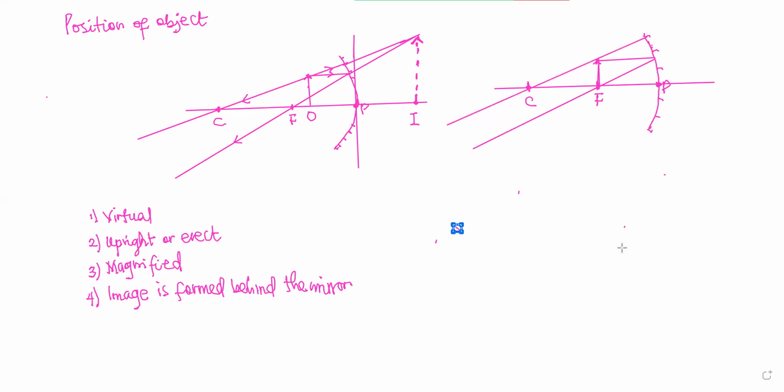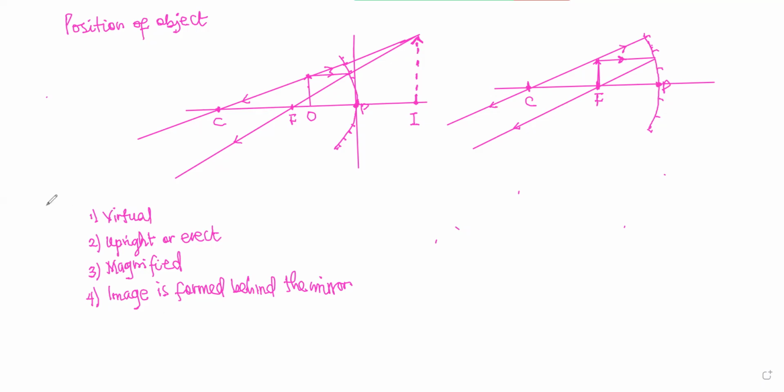Here, the only rule which can't be used is a ray passing through F. This is because the object is at F, so you cannot use that rule, but all other two rules can be used here. Incident, reflected.